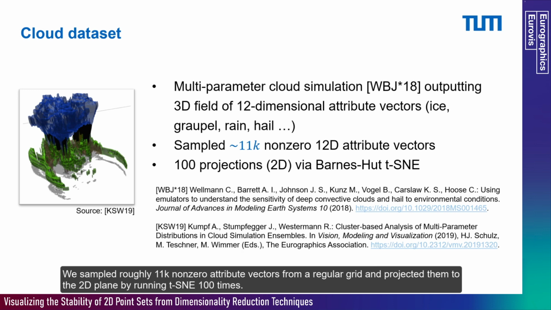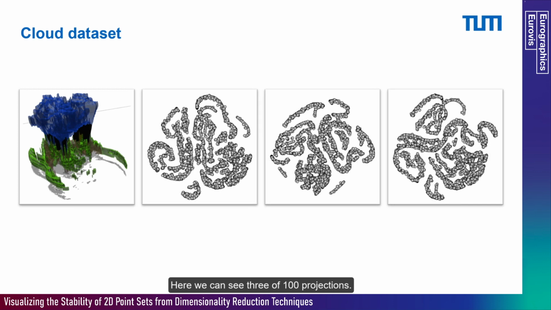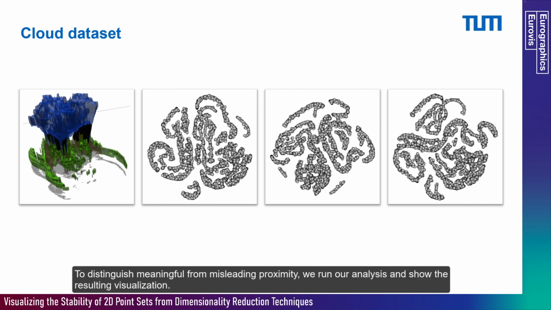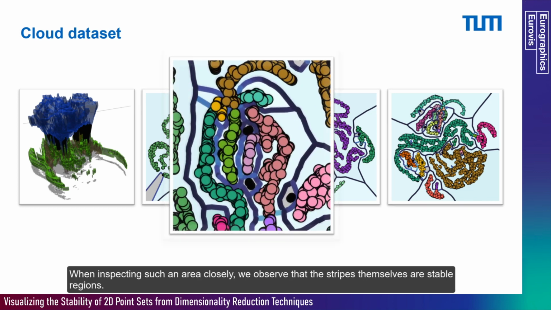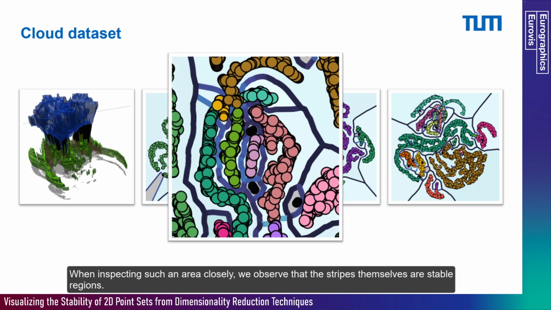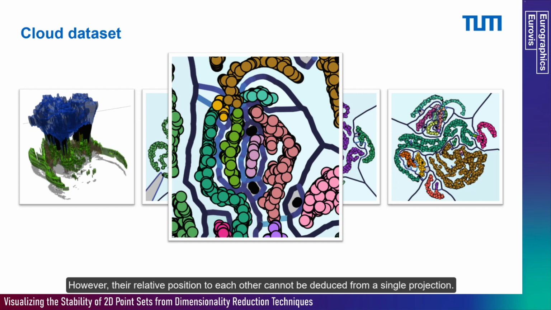We sampled roughly 11,000 non-zero attribute vectors from a regular grid and projected them to the 2D plane by running T&E 100 times. Here we can see 3 of 100 projections. To distinguish meaningful from misleading proximity, we run our analysis and show the resulting visualization. Note that in each projection there exists a crowded area of stripes that originate from a start point. When inspecting such an area closely, we observe that the stripes themselves are stable regions. However, the relative position to each other cannot be deduced from a single projection.